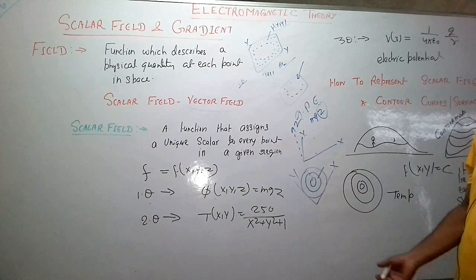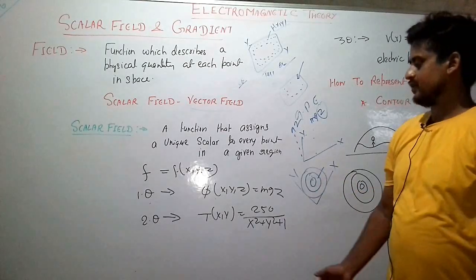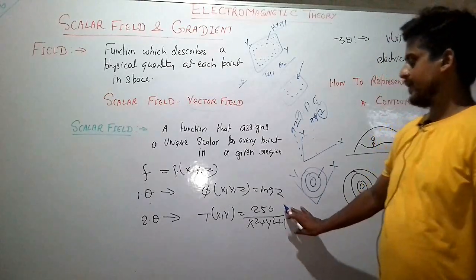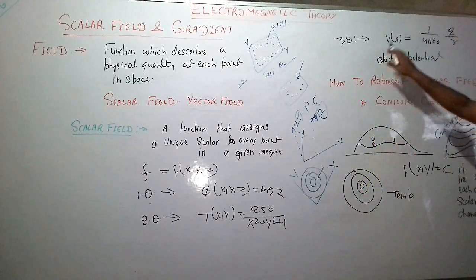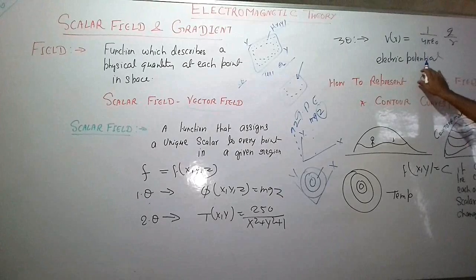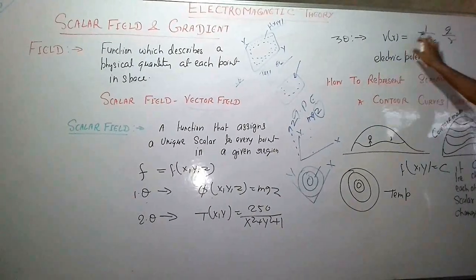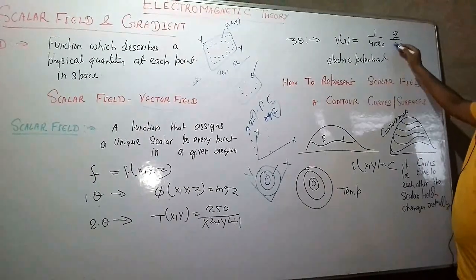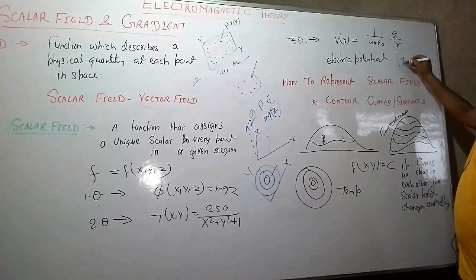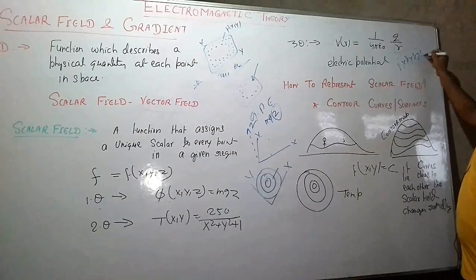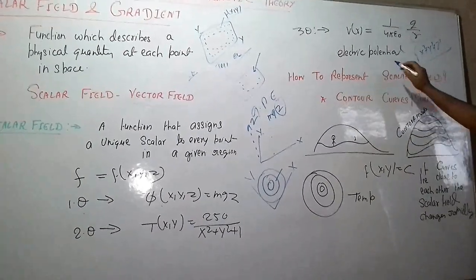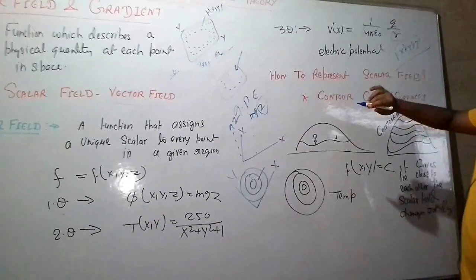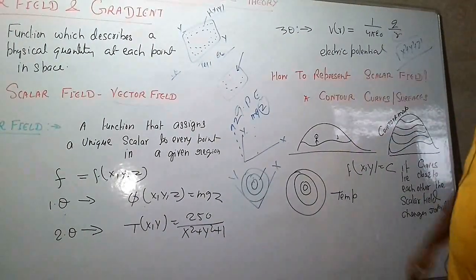Temperature can also be described by three dimensions, but it is the best example of a two dimensional scalar field. And a three dimensional scalar field is the electric potential, where V is the electric potential equal to 1 by 4 pi epsilon naught times q by r, and r is root of x square plus y square plus z square. So it is a three dimensional scalar field. The best example of a three dimensional scalar field is electric potential.